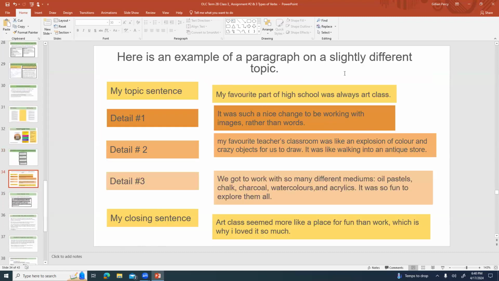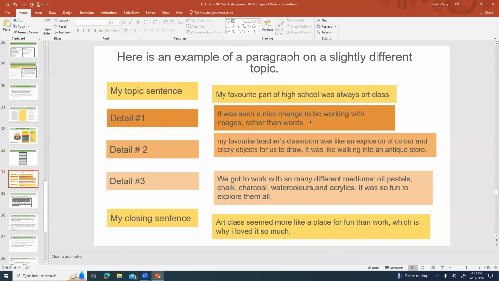And then here's an example of a paragraph on a slightly different topic. I put the paragraph parts here and then kind of lined them up with the colors. So my topic sentence is my favorite part of high school was always art class. That's your top bun. Your bottom bun should echo the top. Art class seemed more like a place for fun than work, which is why I loved it so much. And then I gave you the details.